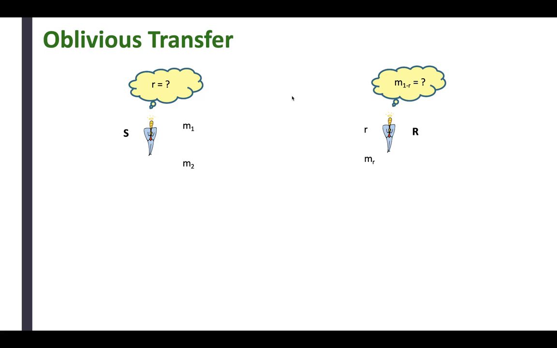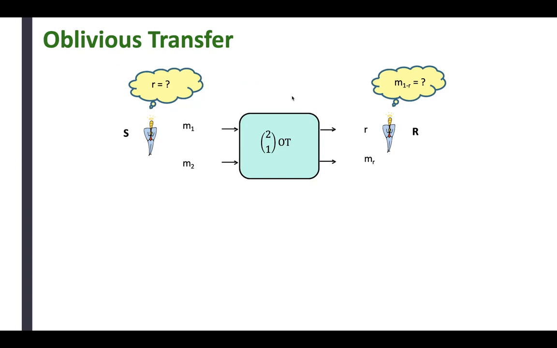Okay? So this is why it is called oblivious transfer, because the sender is able to transfer a message even while being oblivious of the exact message which has been transferred. In fact, this is called one out of two oblivious transfer, because the sender has two messages and the receiver is picking one of them. So the receiver's input is a bit 0 or 1. If it is 0, then it picks the first message. If it is 1, then it picks the second message.